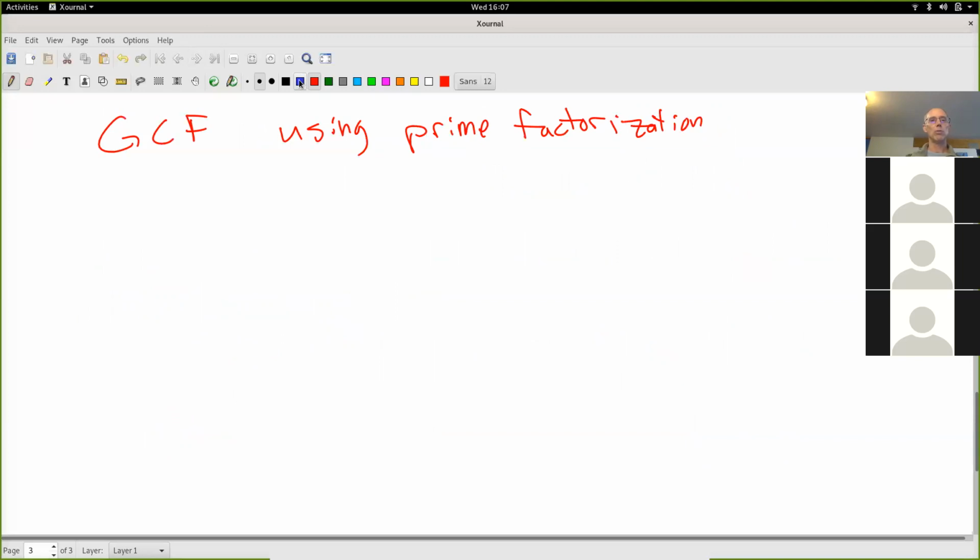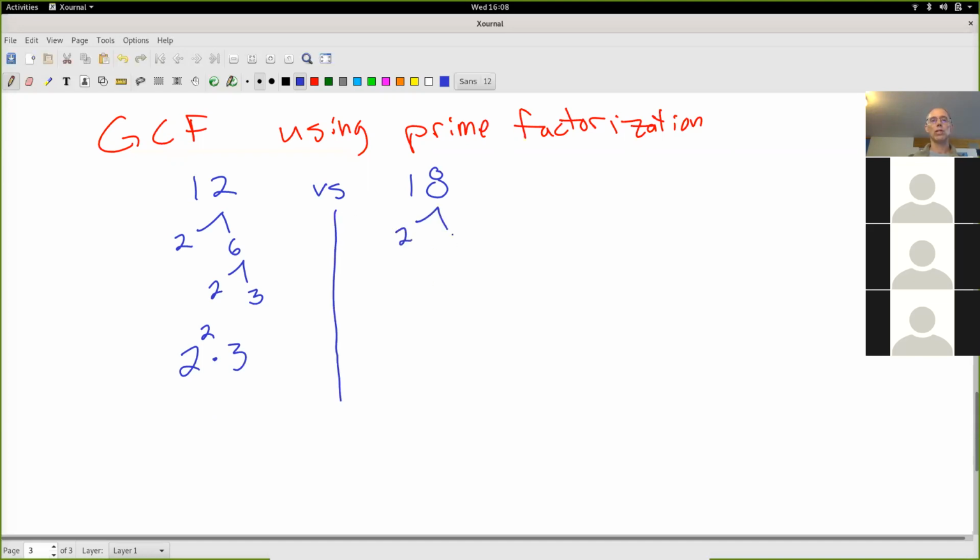We'll do a couple examples of this. So we're going to compare 12 versus 18 again. This time I'm going to make a factor tree because I'm doing a prime factorization. I would start with 2, which goes into 12 six times, and 2 goes into 6 three times. So I can see that 12 is 2 squared times 3. We do that for 18. 18 is even, so 2 goes in 9 times, 9 is odd, 3 goes in 3 times. So we can see that 18 is 2 times 3 squared.